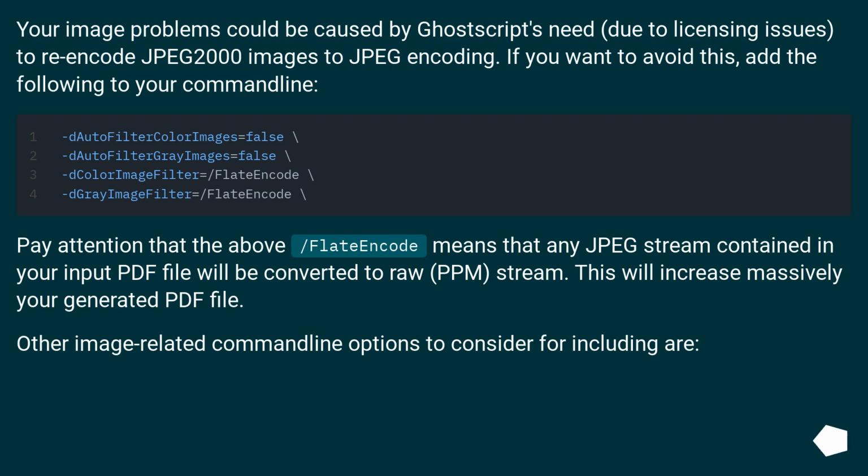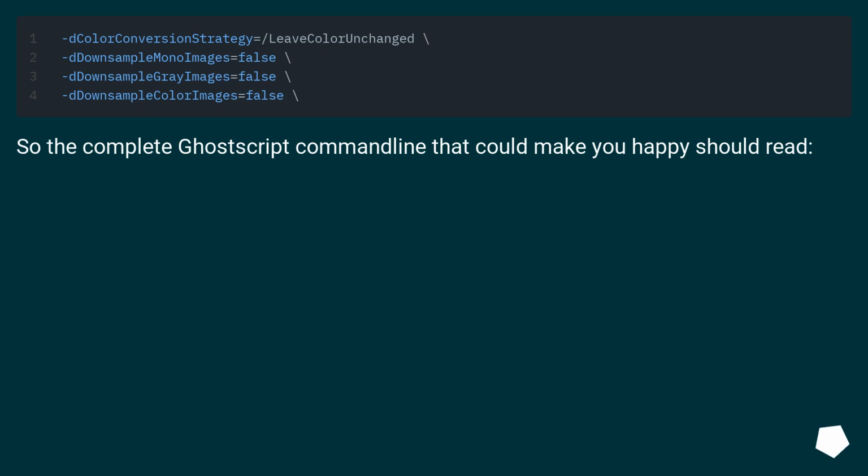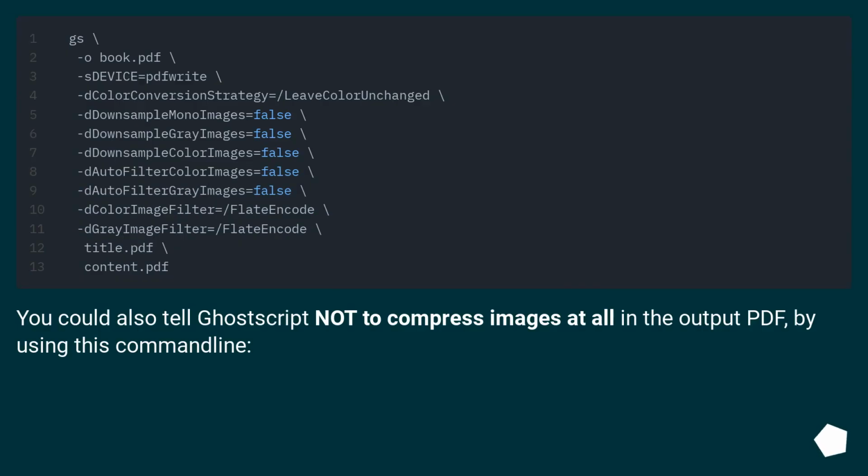Other image-related command line options to consider for including are the following. So the complete Ghostscript command line that could make you happy should read as follows. You could also tell Ghostscript not to compress images at all in the output PDF by using this command line.